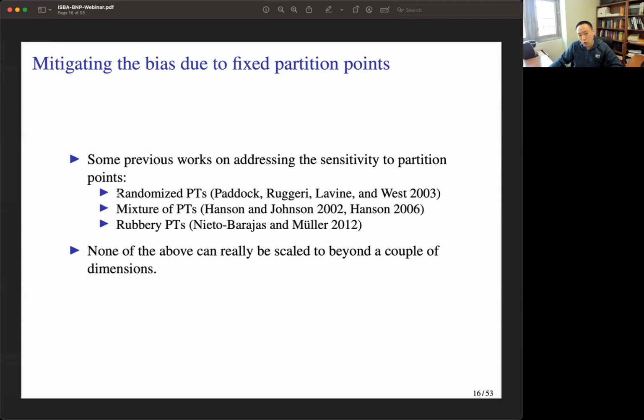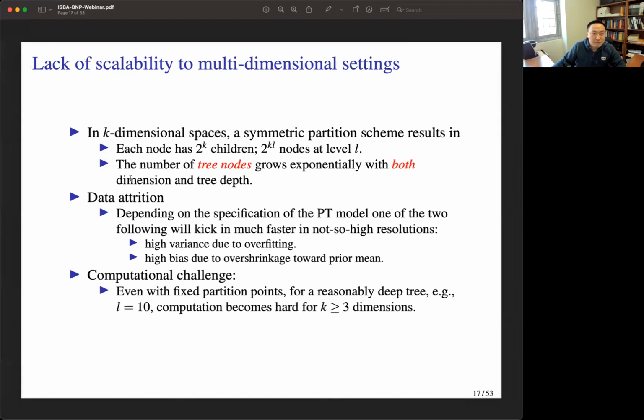Now, none of these previous works are really scalable beyond one or two dimensions because they utilize pretty sophisticated MCMC algorithms, and in my later talk, I try to resolve that issue with a solution that can really scale up to hundreds of dimensions. So, there's another issue of the existing strategies for tree-based random measures, other than the strictness of the partition points, which is the lack of scalability in multidimensional settings, right?